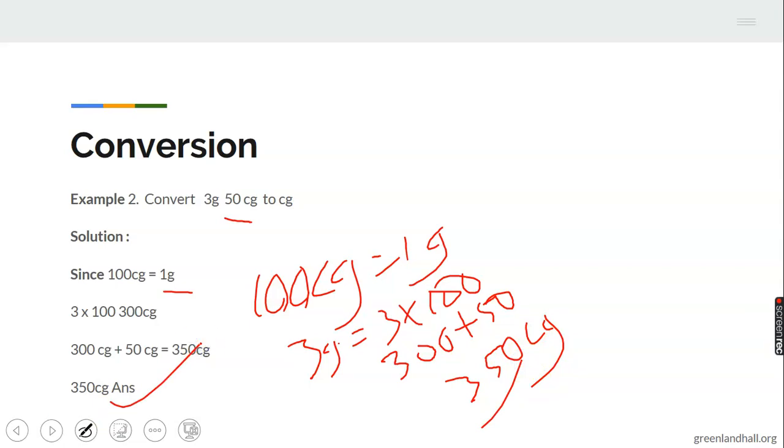Okay. Do you get that? There's supposed to be an equal to sign here. 3 times 100 will give us 300 cg. So our answer is good.